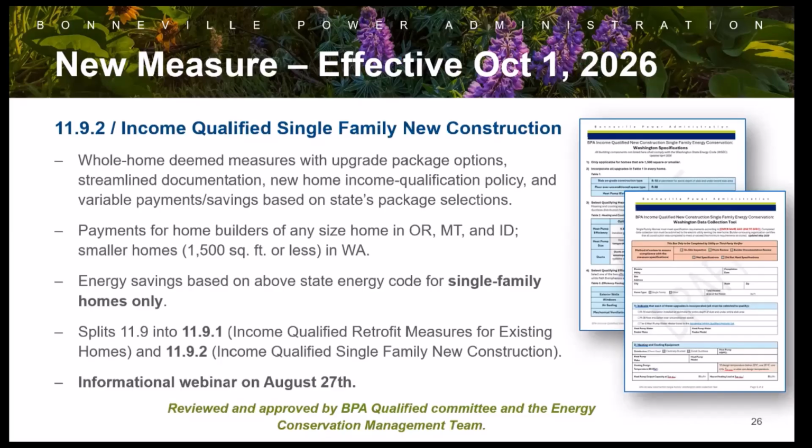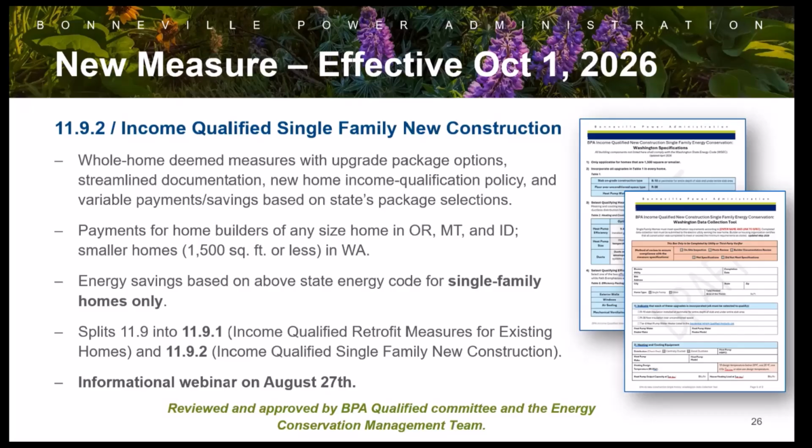So also a new measure coming in October. We're really excited about this one as well. We are rolling out an income qualified single family new construction measure. These are whole home deemed measures, so there will be no audit or testing required. And we have options for 4 different states: Oregon, Montana, and Idaho, and Washington. Although for Washington, it will only be available for homes 1,500 square feet or less.